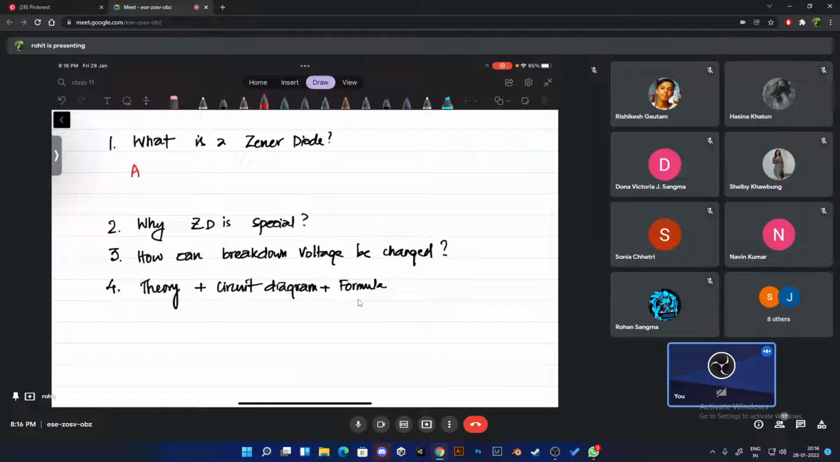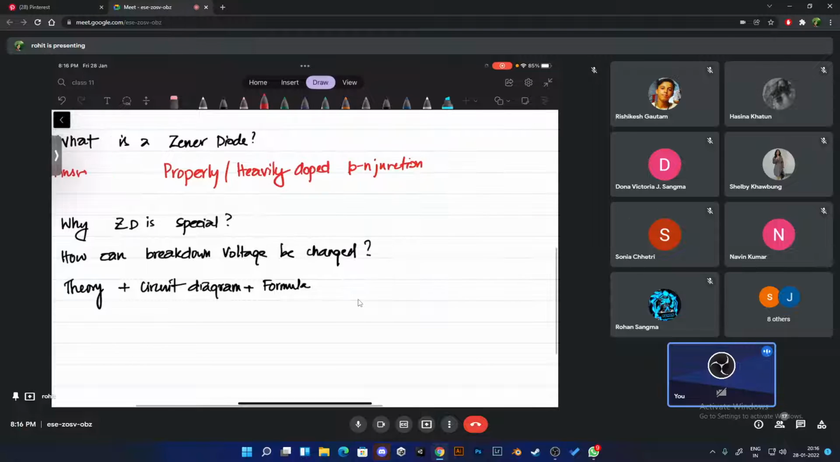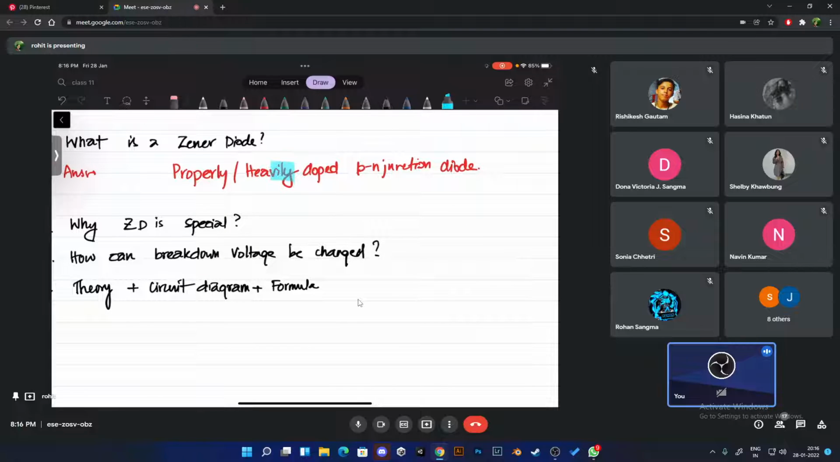The first answer is this: a zener diode is a heavily doped p-n junction diode. Do you understand this one? First of all, what does it mean, guys? What is the meaning of heavily doped? Who can tell me? Impurities are added. Lightly doped means very few impurities are added.